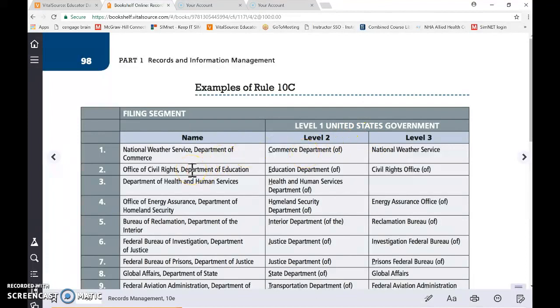The next one, Office of Civil Rights, Department of Education. Level 1 is United States government. Level 2 is Education, Department of. And then level 3 would be Civil Rights, Office of. So your department or your agency is always going to be second, and then which area within that department will be third, if there is one.